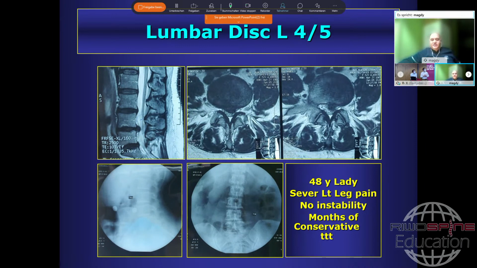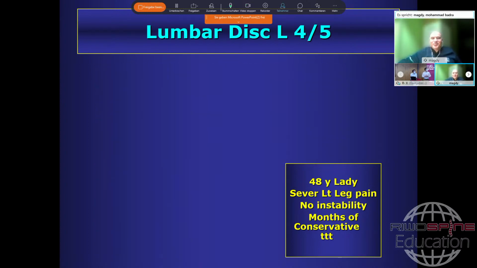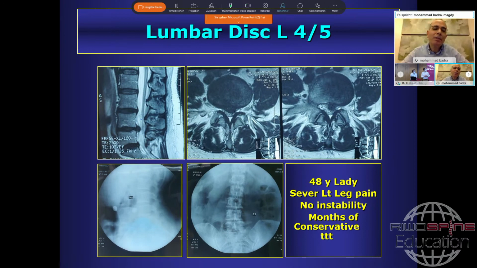This is the first case. It's a straightforward case. It's a 48-year-old lady with severe leg pain on the left side, no instability. She took a lot of medical treatment, a lot of other methods of conservative treatment, but she is not happy. Okay, let me ask Badra, what do you think? Because you like the interlaminar, I mean, you can do it both ways, but for me, this is a clear indication for a transforaminal approach.